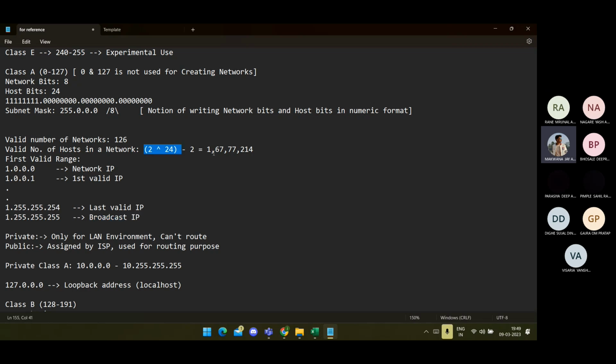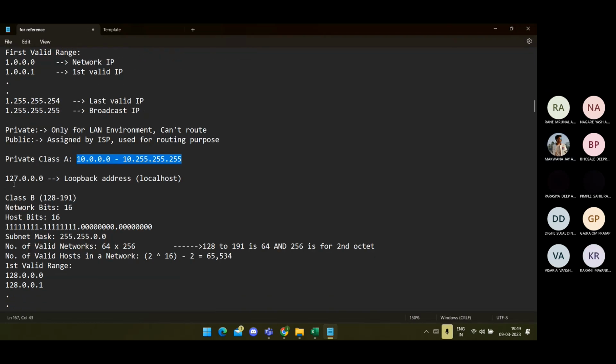So this is how we can calculate the hosts, that is 2 raised to the number of host bits, which is 24 in the case of class A, minus 2. We also have the range of private IP addresses, which is used for the LAN environment, and the IP address ranges from 10.0.0.0 to 10.255.255.255. So this range is reserved for the private class.